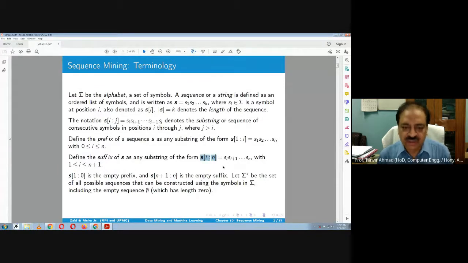Now this is the important concept you have to know: how you are going to find the prefix of a subsequence and similarly the suffix of a subsequence. Here S is the string you are defining, S = S1, S2 up to Sk, which means there are k symbols in it. Now try to understand, and if there is any problem, please ask again.